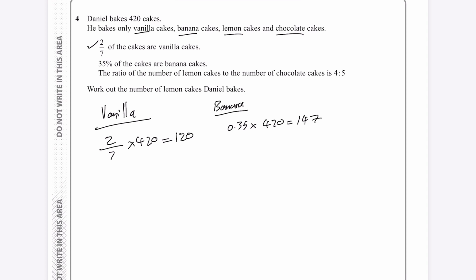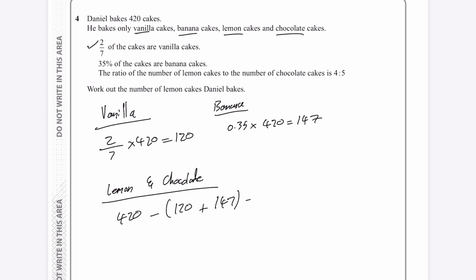And then we are left with lemon and chocolate. Now, we don't know how many lemon and chocolate there are, so we can write here lemon and chocolate. We know altogether there are 420 cakes. We know how many are vanilla, 120. We know how many are banana, 147. So that means 420 minus 120 plus 147, which is 153. That's how many lemon and chocolate cakes there are.